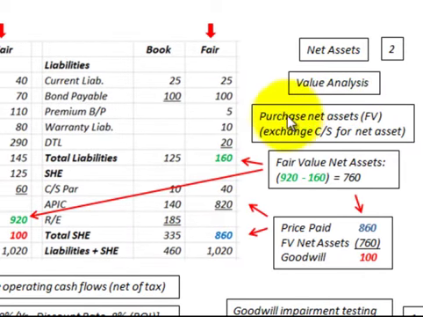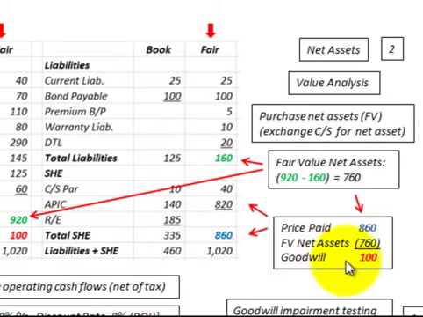Now Corporation A has purchased the net assets at their fair value, and they've exchanged their common stock for these net assets. The value of the common stock that they exchanged in this case was $860,000 worth of common stock. So they issued this common stock to Corporation B. Then we have to determine the fair value of our net assets. That was the $920,000 worth of total assets less the fair value of the total liabilities, $160,000. So the fair value of the net assets was $760,000.